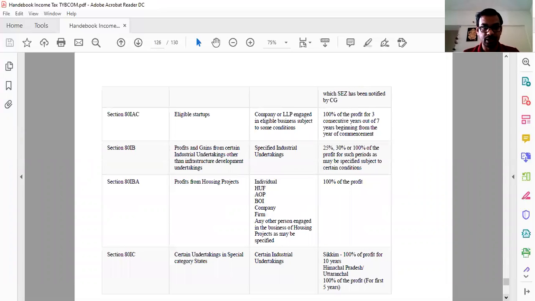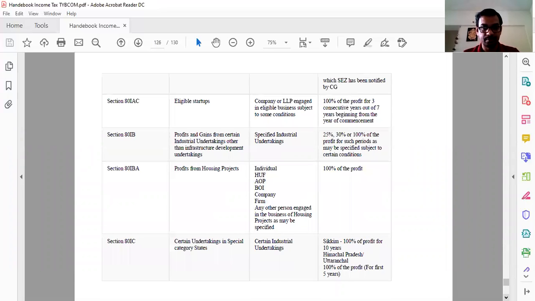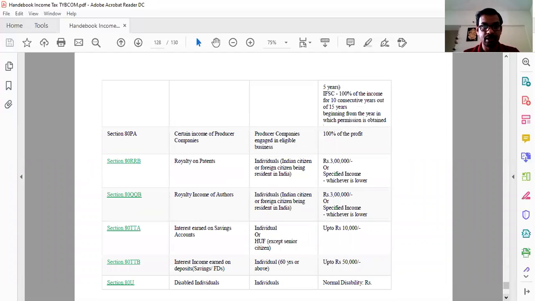Then next section, it is section 80RRB, royalties on patents. It is applicable in case of individuals. Okay, and the limitation is rupees 3 lakhs or specified income, whichever is lower, that will be deductible. The next section, that is section 80QQB, royalty income of authors. It is also applicable in case of the individual, and the limitation is rupees 3 lakhs or specified income, whichever is lower.